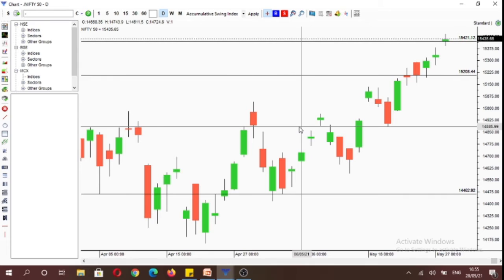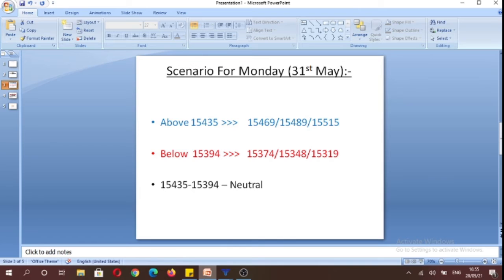Both the large time frames are under control of buyers, which we can confirm through this uptrending structure. So based on this, we get the following scenario for Monday: above 15,435 levels, we can trade towards 15,469.